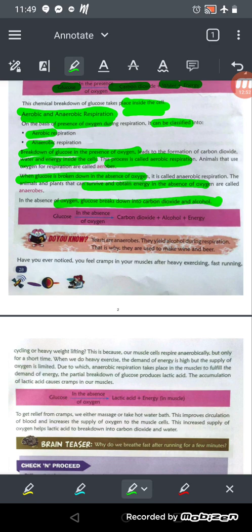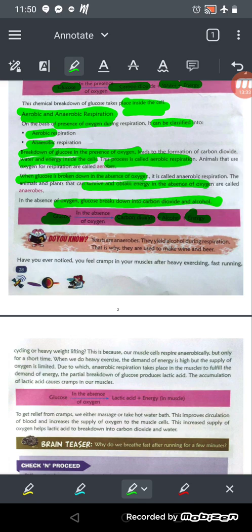Okay, so when the breakdown of glucose occurs in the absence of oxygen, sorry, I told it wrong, then what is the product? The product is carbon dioxide and alcohol. So here you can see the glucose is breaking down in the absence of oxygen, and the product is carbon dioxide, alcohol and energy.